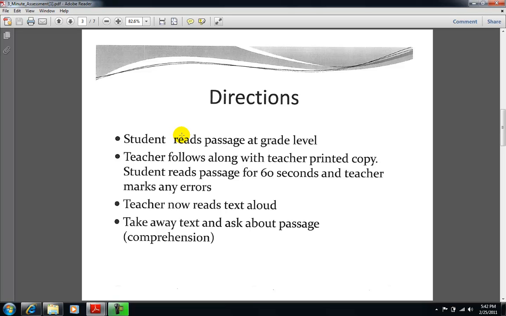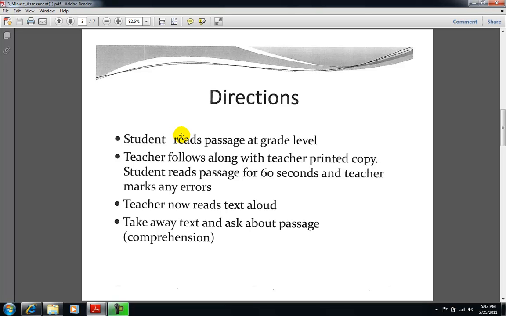So the student reads for 60 seconds, you mark any errors, and then after 60 seconds, you want to draw a line at the word that was last read, and then direct your student's attention to the beginning of the passage and ask him or her to follow along silently while you read the text aloud. Read the passage to the child in a normal and expressive voice.